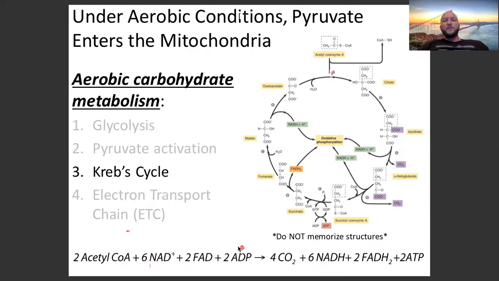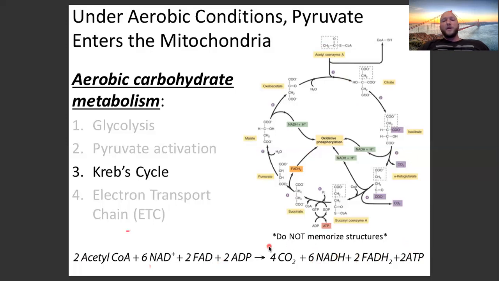And we get 2 ATP directly in this cycle. So this is for 2 acetyl-CoAs. We put in 2 acetyl-CoAs, we do 2 turns, we get 6 NADHs, 2 FADH2s, and 2 ATPs. 1 ATP per cycle, 1 FADH2 per cycle, 3 NADHs per cycle.